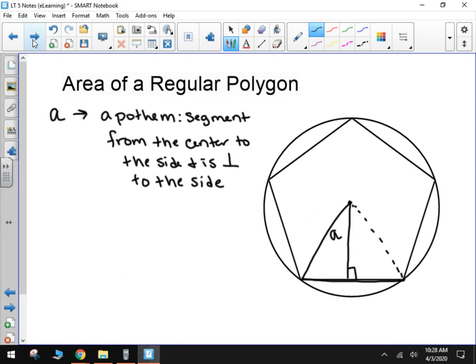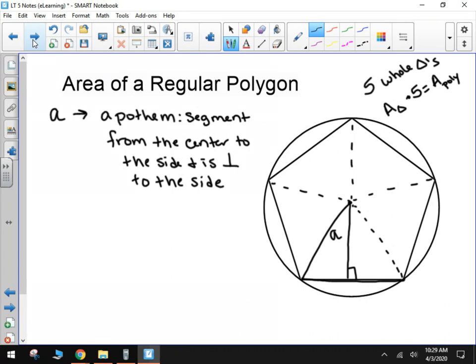Okay. And what I want you to think about is how many of those triangles are in this pentagon. There are 5 whole triangles because of the 5 sides. So if I were to draw it in, there's 5 whole triangles. So the idea is if I can find the area of one triangle, all I have to do is multiply by 5, and that equals the area of the polygon or the pentagon.